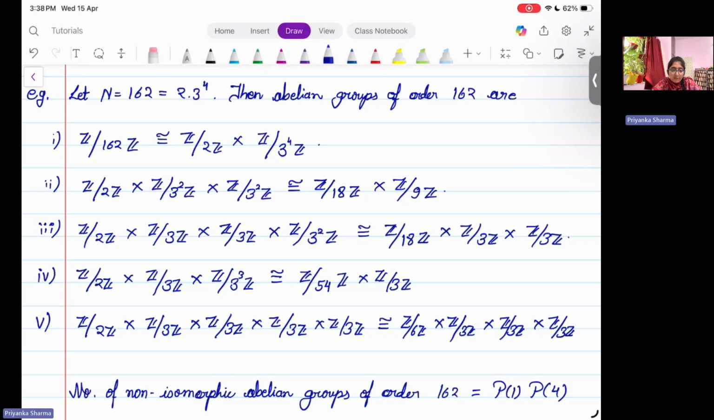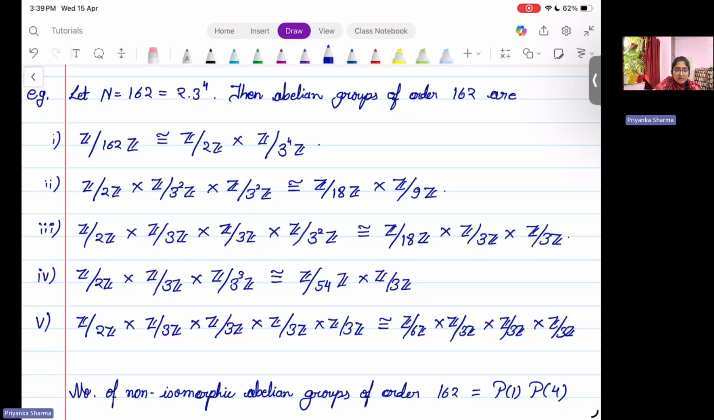And the remaining 4 will be non-cyclic, but abelian groups of order 162. The second one can be Z mod 2Z cross Z mod 3 square Z cross Z mod 3 square Z, which can be written as Z mod 18Z cross Z mod 9Z. Here we can see that 2 and 3 square are co-prime, so we can write them combined as this, and this Z mod 9Z will be the second one.